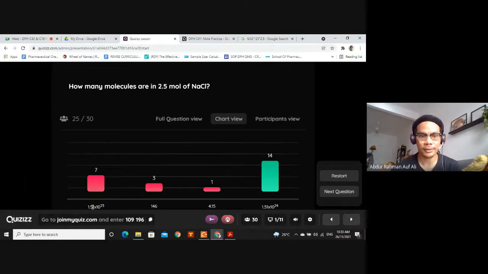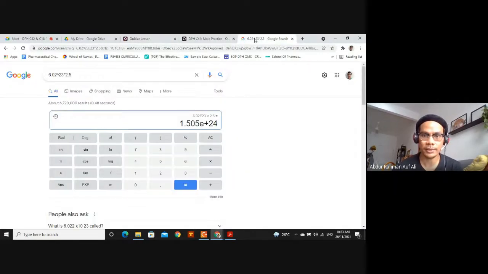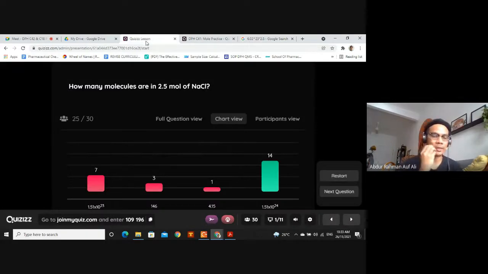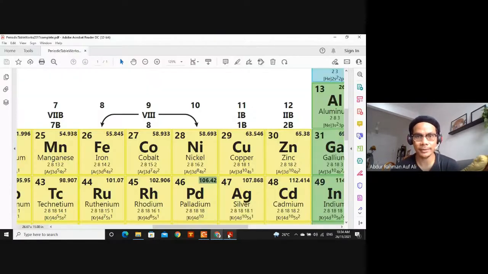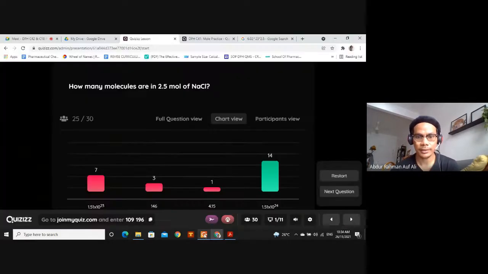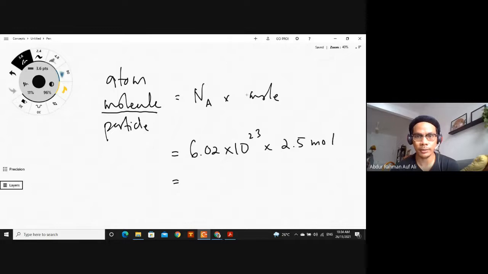So perbezaan antara ada 7 orang jawab kat sini, 1.51 darab 10 kuasa 23 ni your exponentials tak betul. Okay, kat sini jawapannya 10 kuasa 24. So make sure you key in the values, your digits correctly, your significant figures correctly. Otherwise, kamu akan dapat minor error macam ni lah. Okay, that's the jalan kerja. Ini jalan kerjanya. Avogadro number darab dengan bilangan mole.